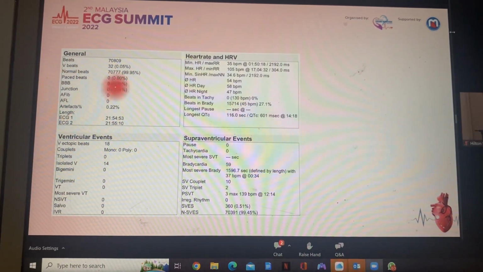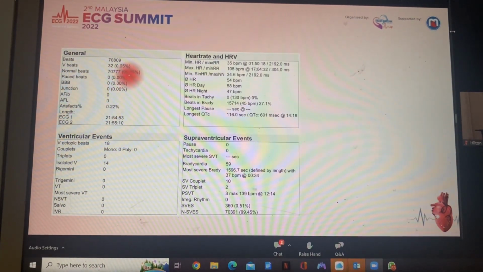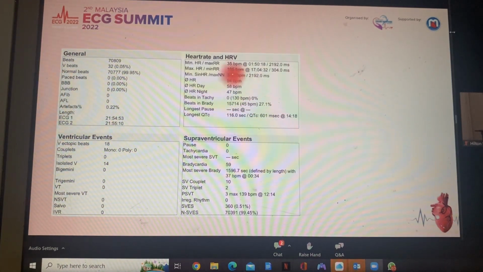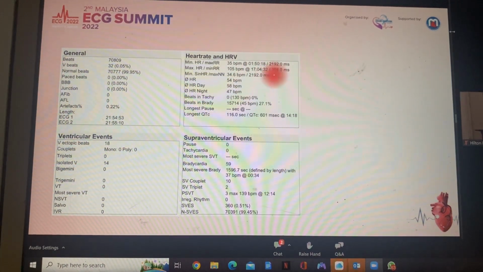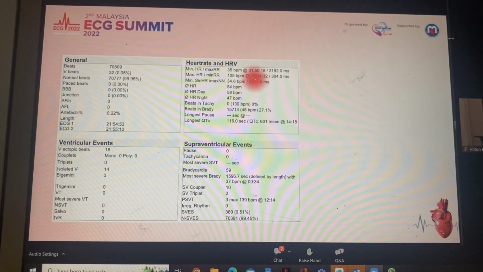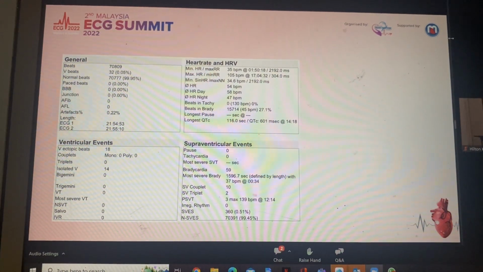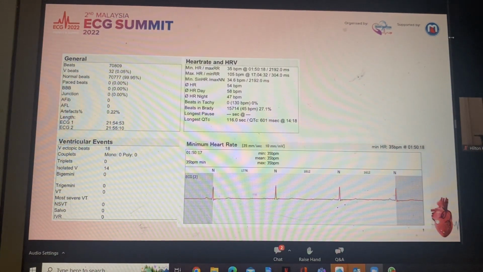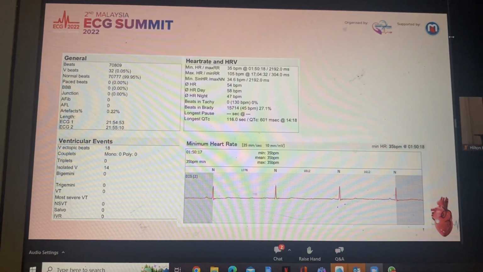Basically, they had a low burden of PVC, about 0.05%. Baseline heart rate is 54 beats per minute, a bit on the bradycardia side. You can see the minimum heart rate occurs at night, 55 beats per minute, at 1 a.m. in the morning. No pause and no tachycardia in the Holter. If we look through the Holter, it's just sinus bradycardia, and during that time the patient was sleeping. So it's just sleep-related bradycardia, asymptomatic.